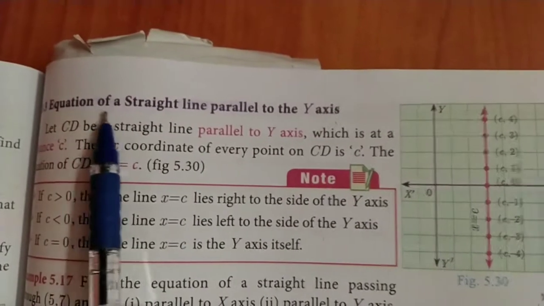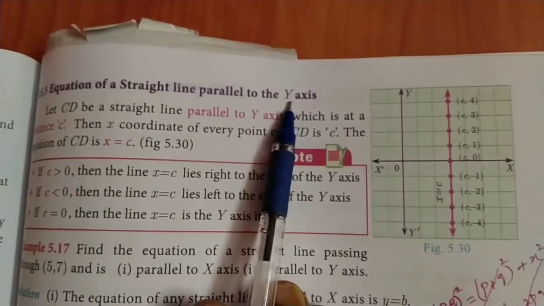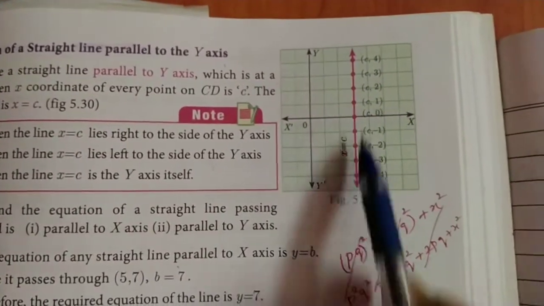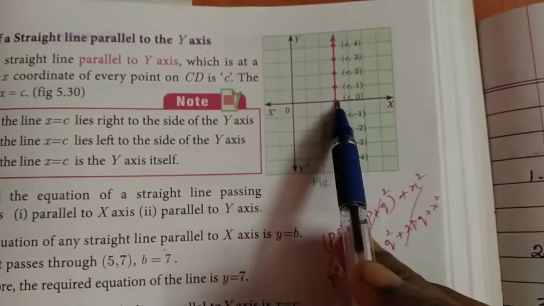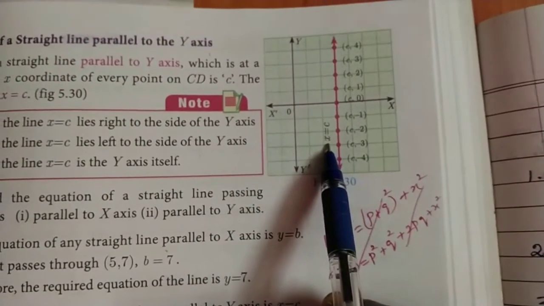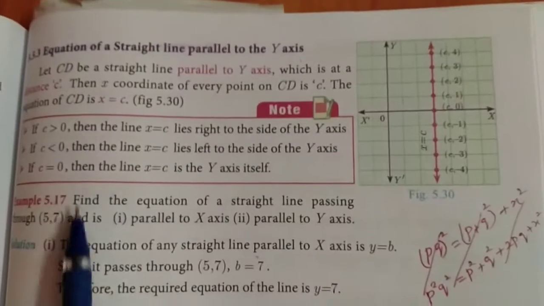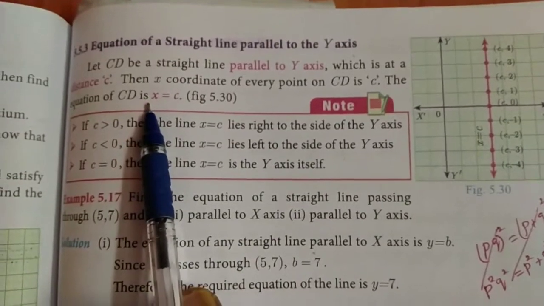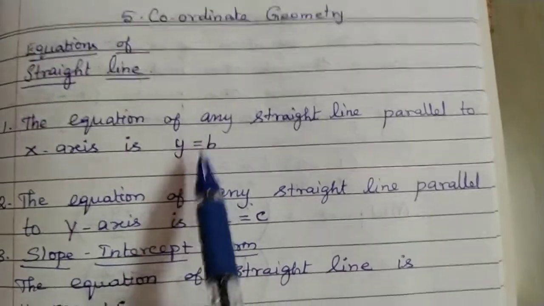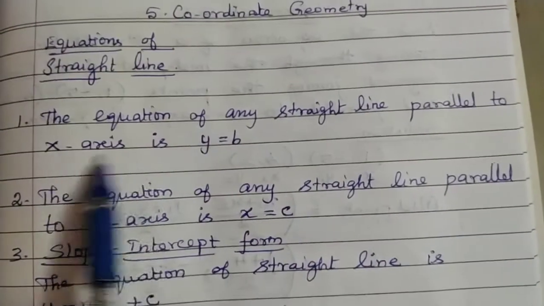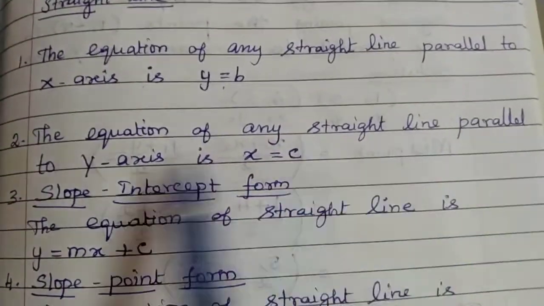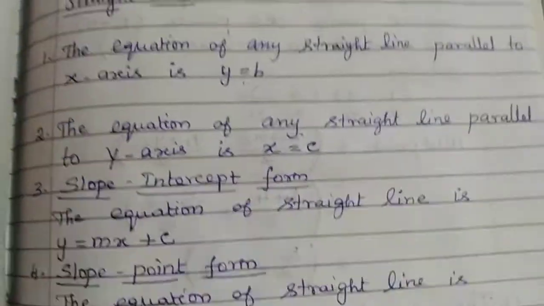Similarly, the equation of the straight line parallel to y-axis. Draw one line parallel to y-axis. Now this distance is x equal to c. Therefore, the equation of the line parallel to y-axis is x equal to c. Listen, the equation of any straight line parallel to x-axis is y equal to b. The equation of any straight line parallel to y-axis is x equal to c.